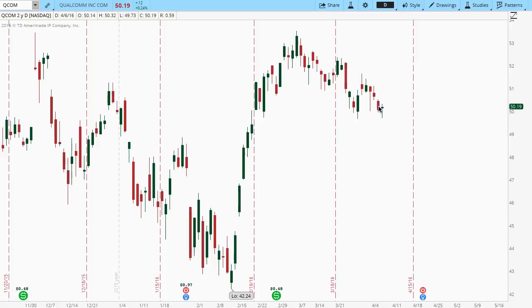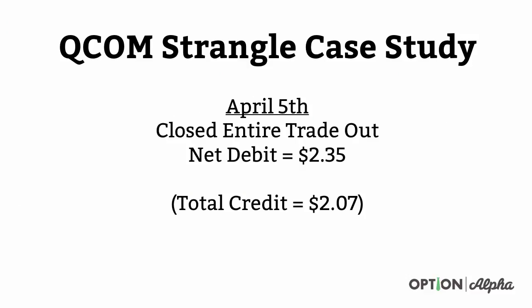So now by rolling out to the April contracts, we gave ourselves time to see the stock come back into a little bit of a range, have a small kind of retracement off of the high, back down to around 50. And what this did is this gave us an opportunity then on April 5th to close out the entire trade for a net debit of $235. Now our total credit of $207 still means that we ended up losing a little bit of money on this trade. It was one contract, so we ended up losing about $30 or so on this trade.